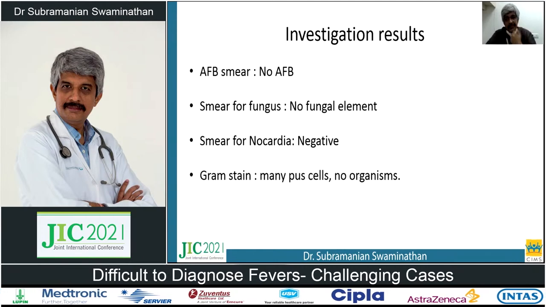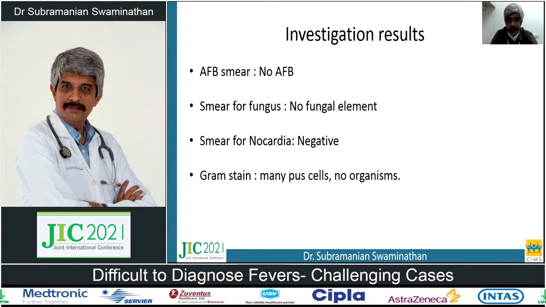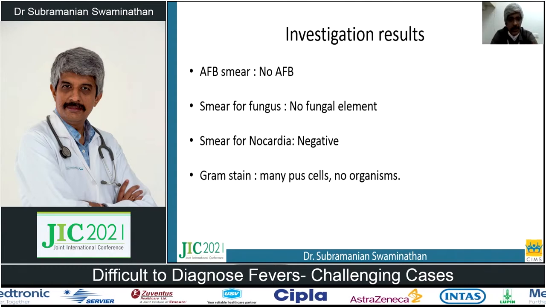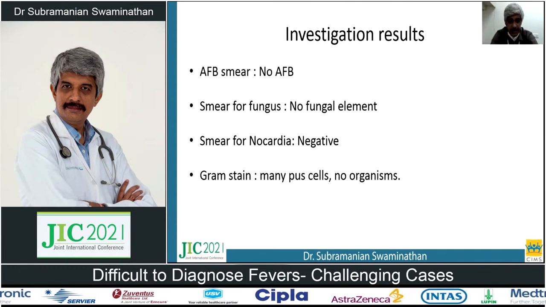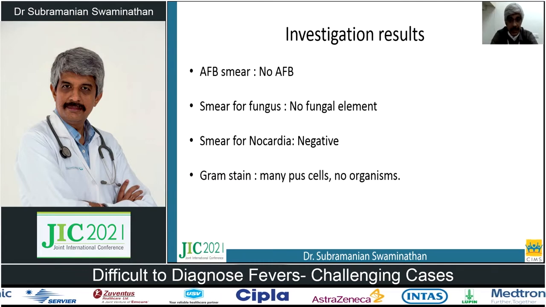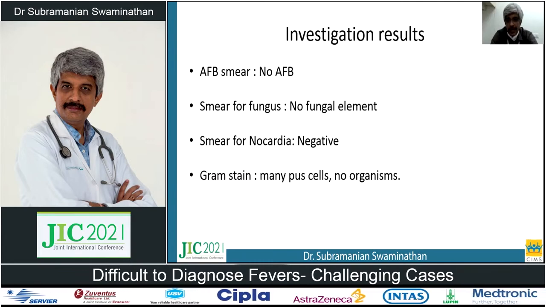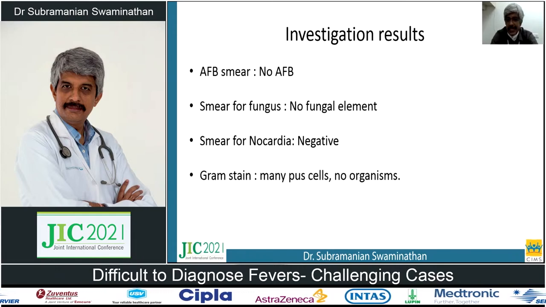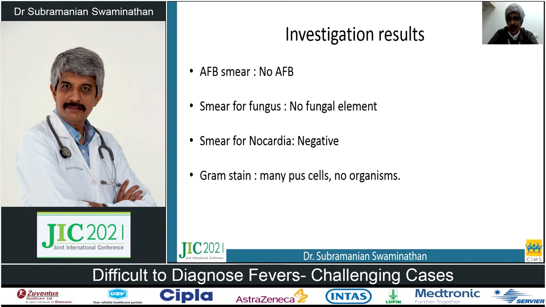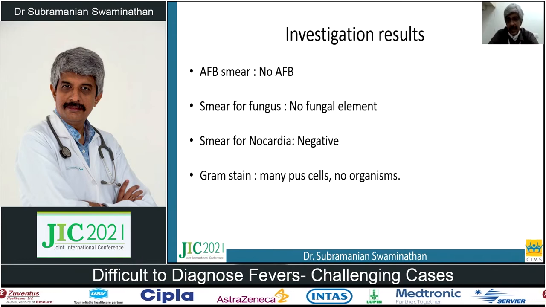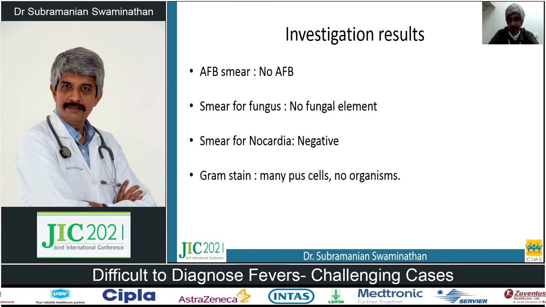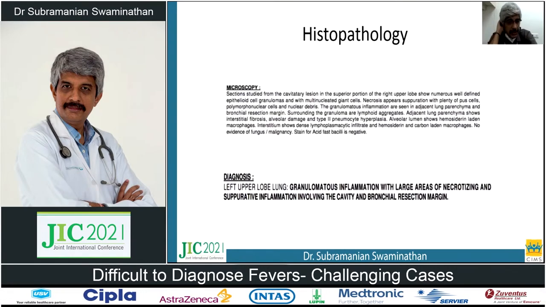So more tests were done. They got tissues and all those fluids and whatnot sent off. And there was no AFB seen in any of this. There was no fungal element seen, because they were wondering, could this be fungus? Smear for nocardia, modified Kinyoun and all that, negative. Gram stain shows many pus cells but no organisms. So the question was, what the hell was happening? At this point, the ID team was called, saying, okay, well, why is this patient's TB looking so bad and what is happening? So the histopathology was looked at.